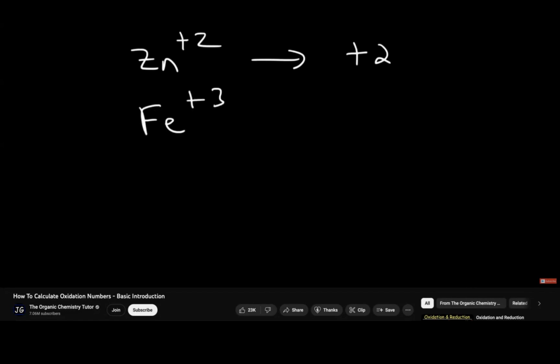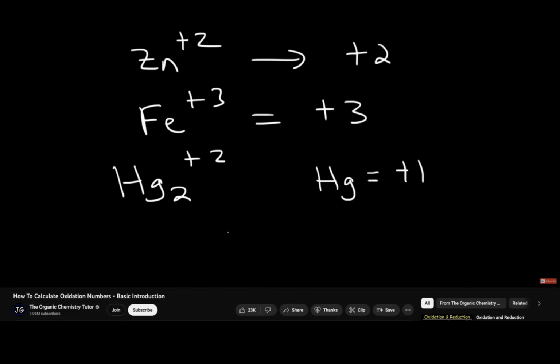Now the second thing is the oxidation state of ions. The oxidation state of the zinc 2+ ion is basically the charge of what you see there. It's +2. The oxidation state of the Fe3+ ion is simply +3. Now sometimes you might have diatomic ions, for example, the mercury 2+ ion. Individually, each mercury ion has an oxidation state of +1 because there's 2 of them. So you need to write an equation. 2 mercury atoms has a net charge of +2. So if you divide both sides by 2, you can get the individual oxidation state of each mercury particle, which is +1.